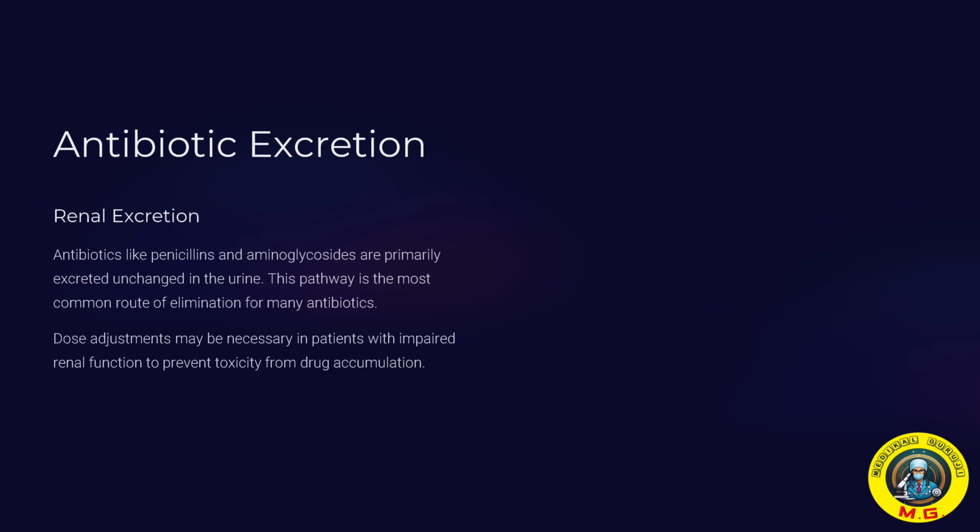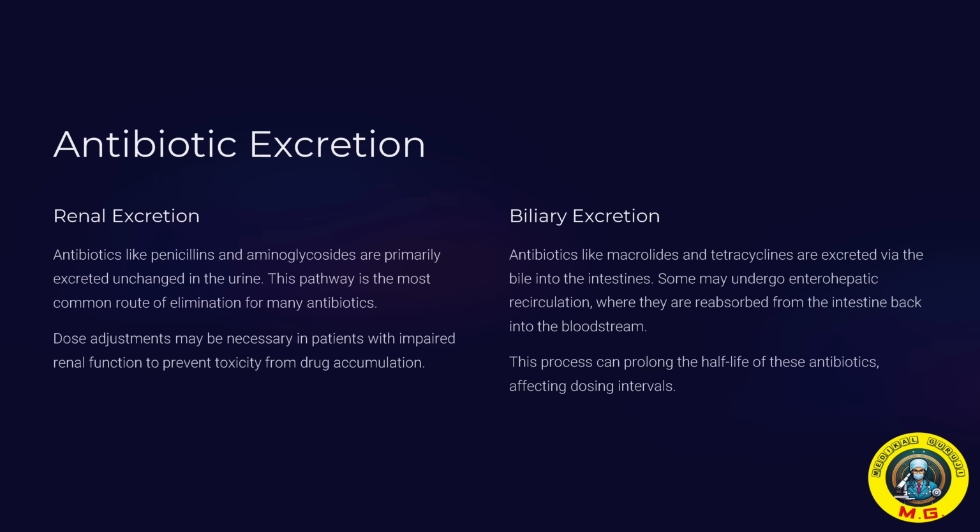Key points in the excretion: there is renal excretion. Antibiotics like penicillin and aminoglycosides are primarily excreted unchanged in the urine. Dose adjustment may be necessary in patients with impaired renal function. Second is biliary excretion. Antibiotics like macrolides and tetracyclines are excreted via the bile and can undergo enterohepatic recirculation, prolonging their half-life.